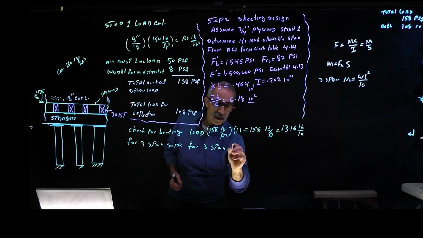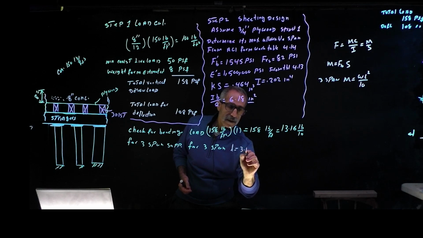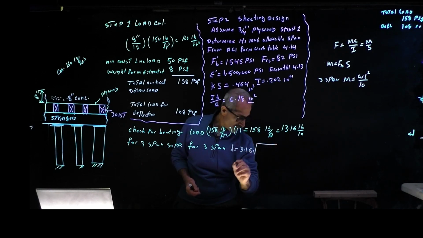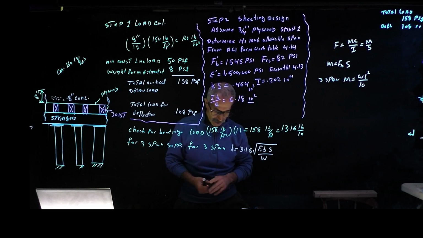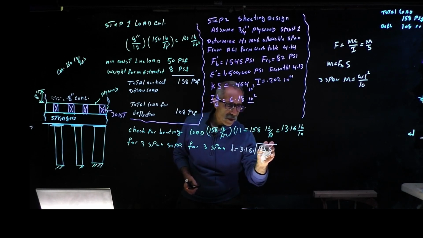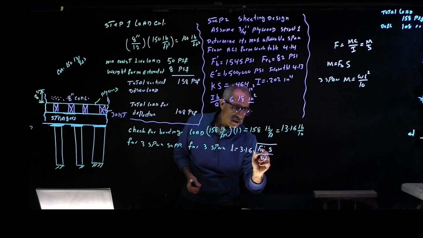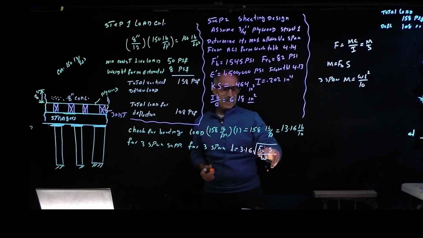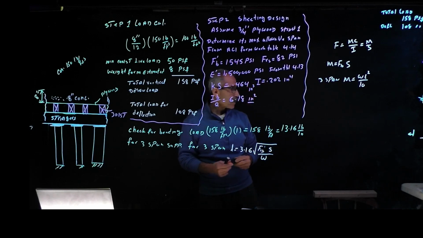For a 3 span support, L is equal to 3.16 times the square root of F prime b times S divided by w. That b is a small b actually, let me correct that. It's a stress, basically the bending stress there. S is the section modulus, and that's how we calculate the allowable length.